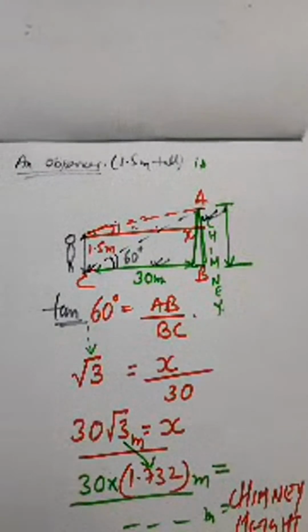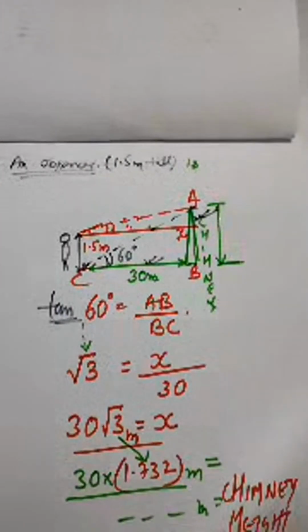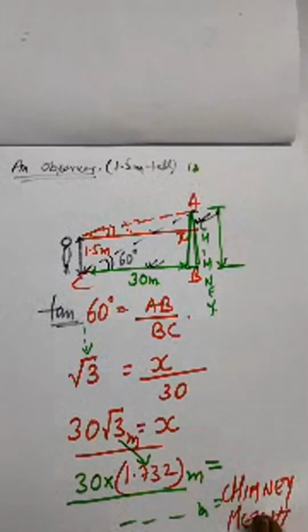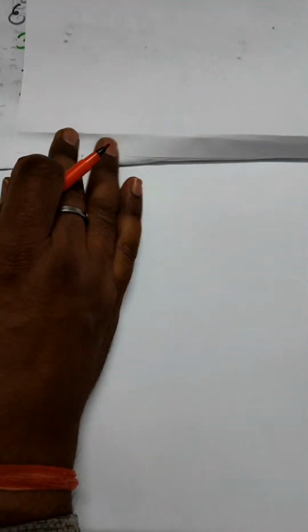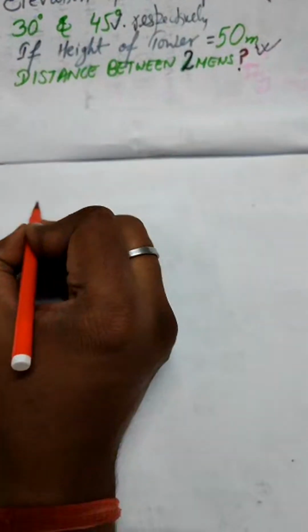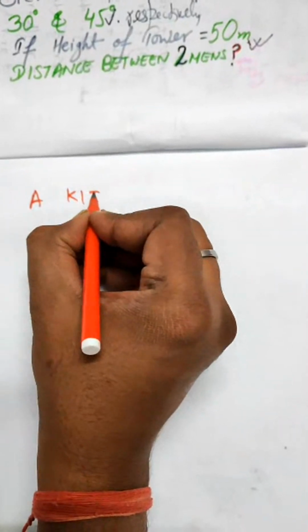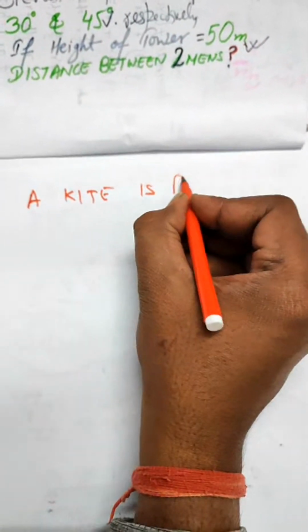So let us solve that question separately. That will be a different question to us. So let us solve it. So first let me write the question. Take another question. A kite is flying.